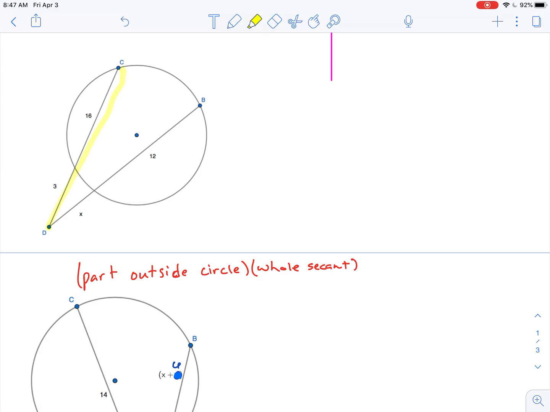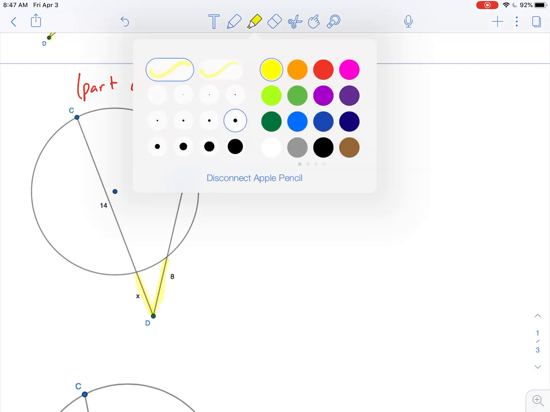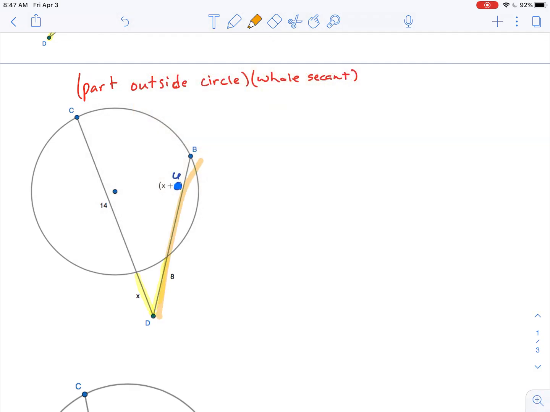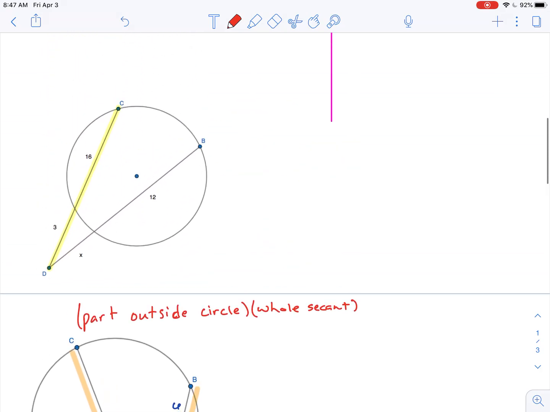Welcome back to part 2. We just finished solving these 4 problems. We're going to talk about problems where I have 2 secants. So we're going to skip this one. We'll come back to talk about it a little bit. It will be helpful in a minute. And the process for solving this one is we take the part of the secant outside the circle and we multiply that by the whole secant.